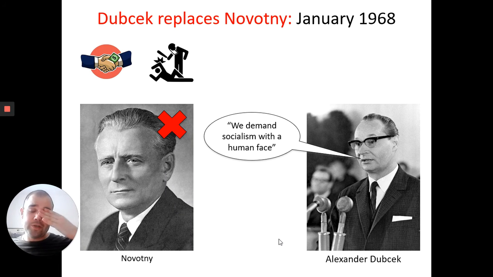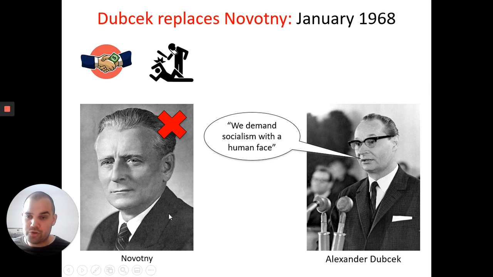So to try and calm the situation, the Soviets forced Novotny, the unpopular communist leader of Czechoslovakia, to resign. Okay, so they recognized that his corruption and his repression had made him very unpopular. So to try and improve the situation, they allow a reforming communist leader, Alexander Dubček, to come to power. Okay, so again, if you remember back to the Hungarian uprising, this is very similar to what happened then.